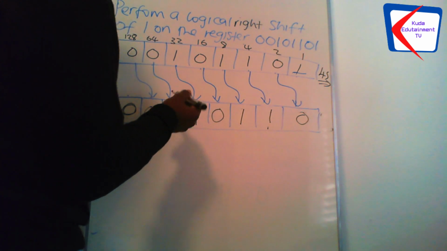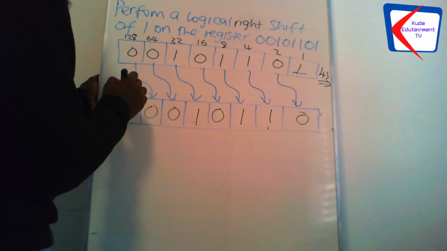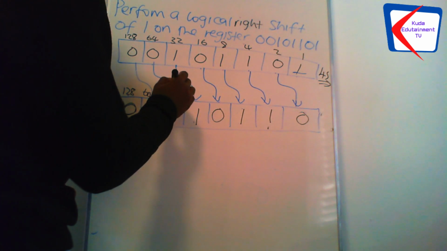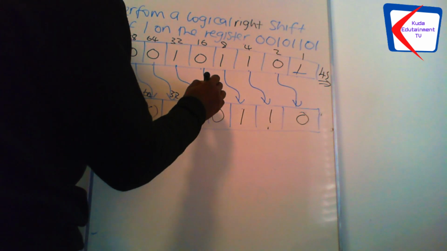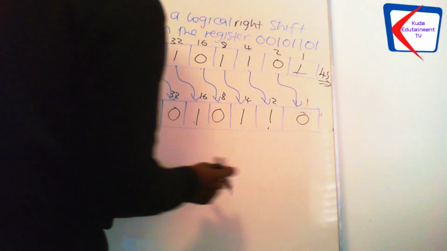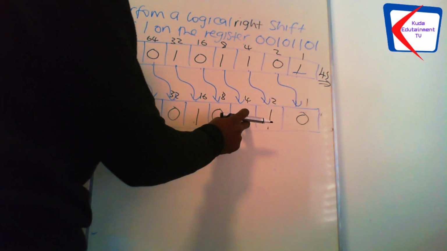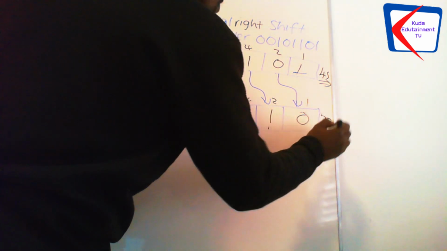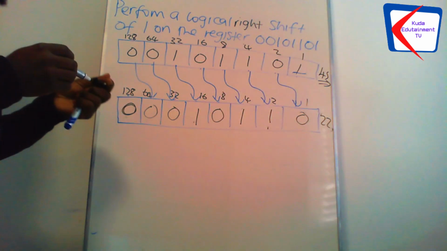So this is, right, maybe let me write 128, 64, 32, 16, 8, 4, 2, and 1. So 16 plus 4 is 20, plus 2, 22. So this one gives us 22.